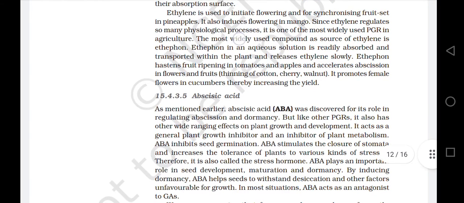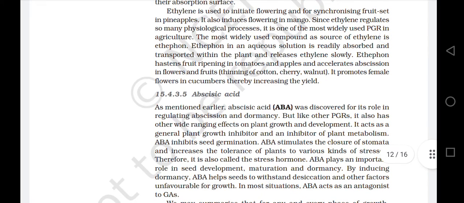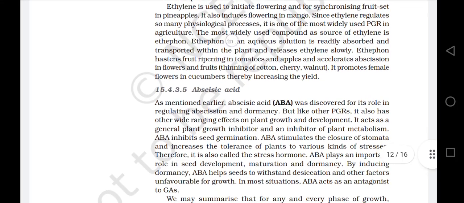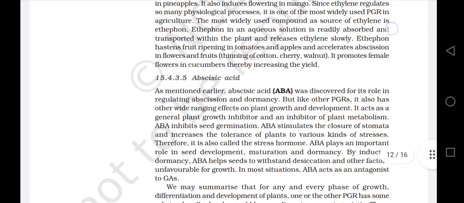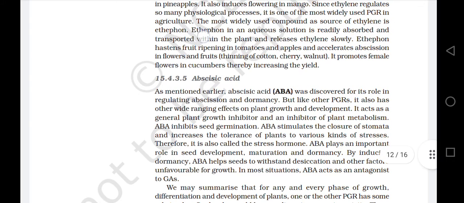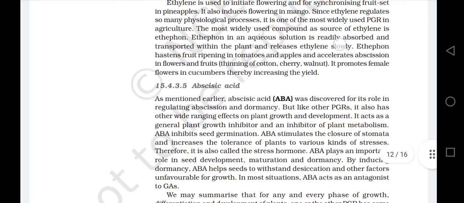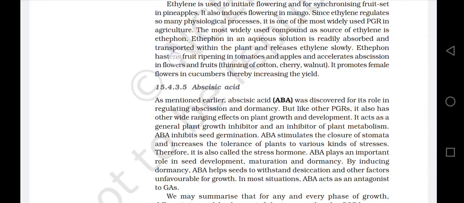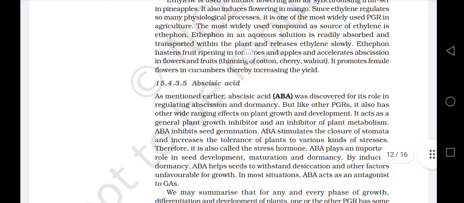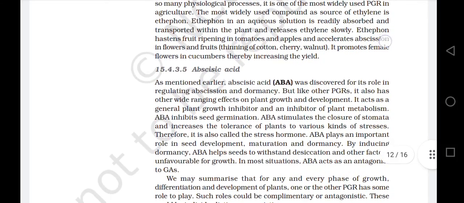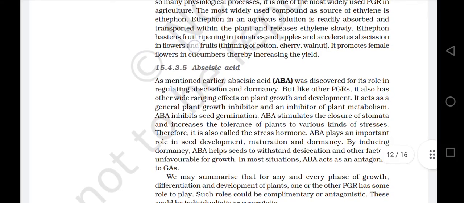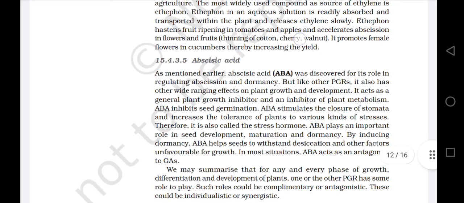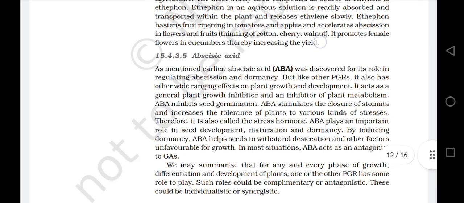The most widely used compound as a source of ethylene is ethephon. Ethephon in an aqueous solution is readily absorbed and transported within the plant and releases ethylene slowly. Ethephon hastens fruit ripening in tomatoes and apples and accelerates abscission in flowers and fruits. It is used for thinning of cotton, cherry, and walnut. It promotes female flowers in cucumbers, thereby increasing the yields.